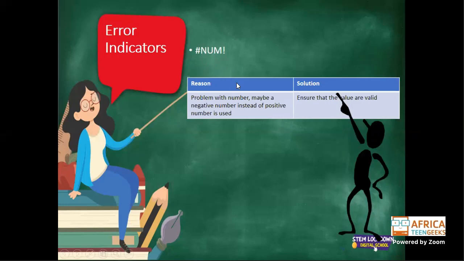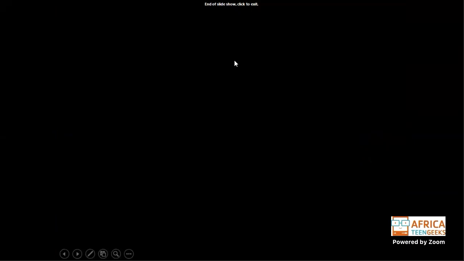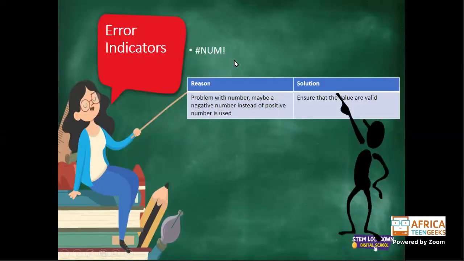So this is another error again: hashtag num. There is a problem with this number, maybe a negative number is used instead of a positive number. Ensure the values are valid in here. That means an incorrect value can cause this error as well. I believe this is the end of the chapter for today, guys. I hope to continue the practical again next week.